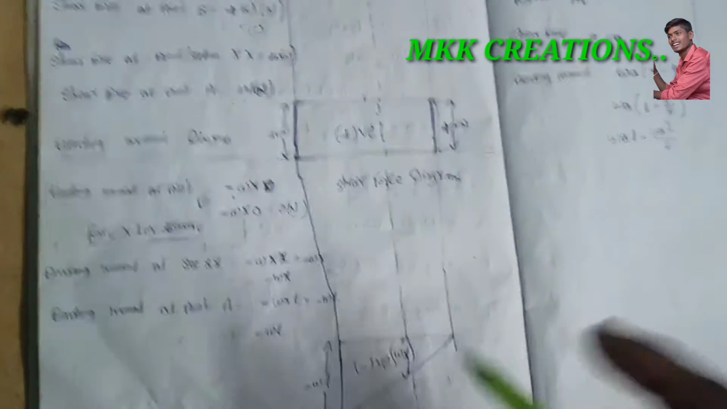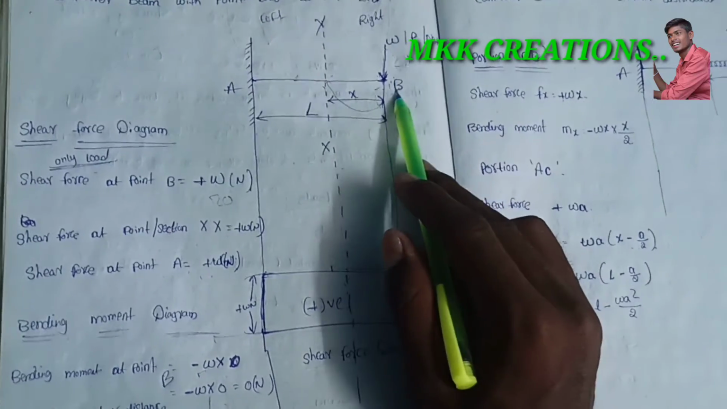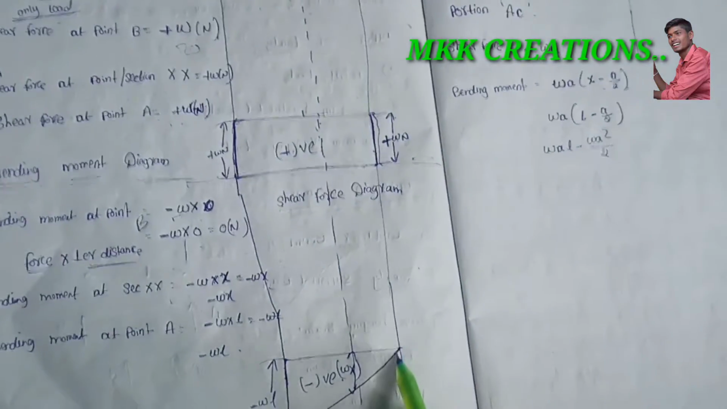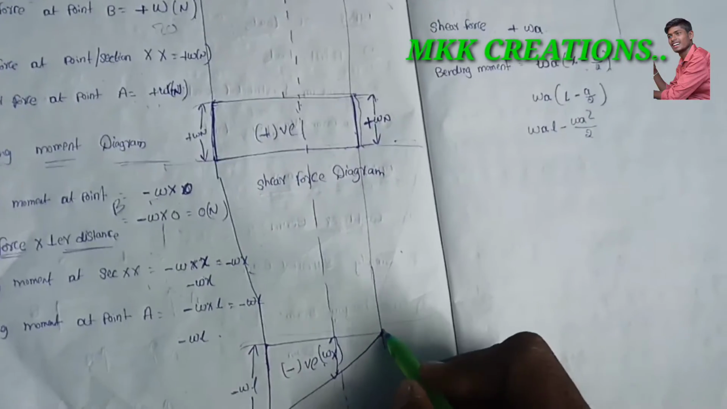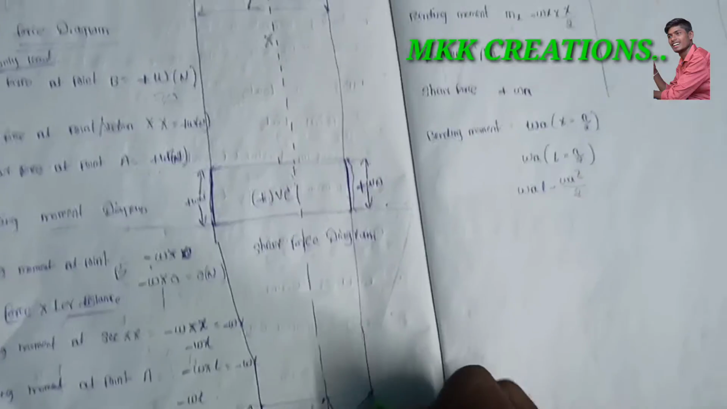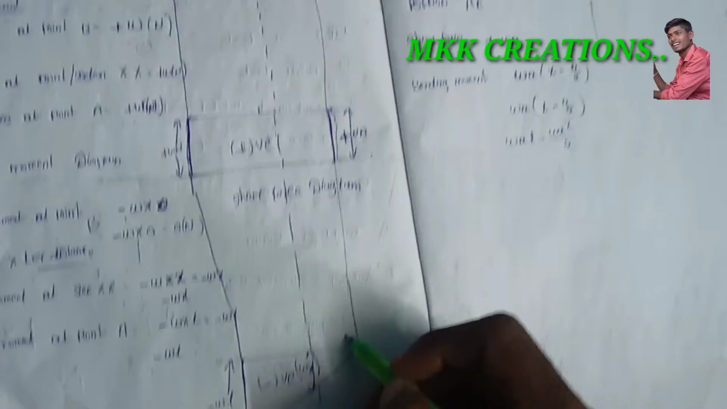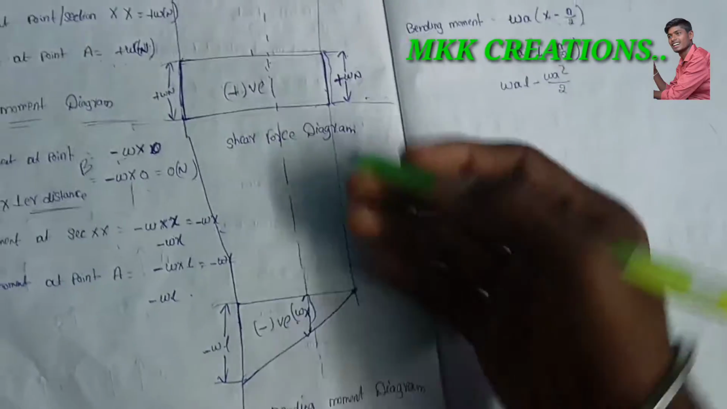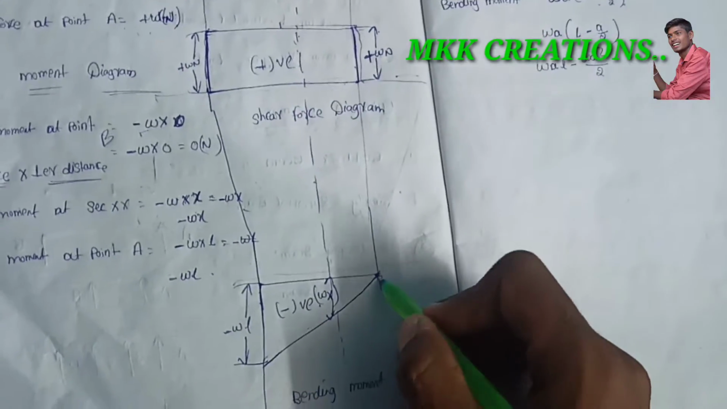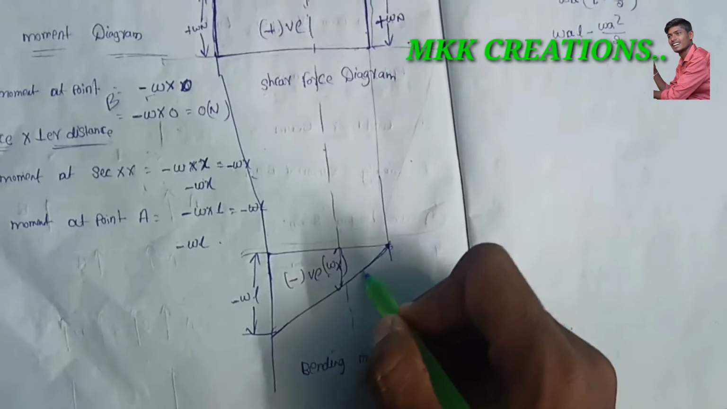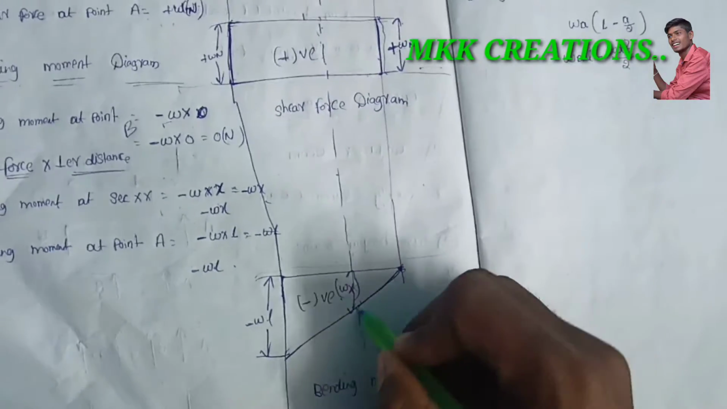Now we want to draw. At point B we have 0, force into distance is 0, so the moment is 0. For that we make one point here. First we draw a reference line, and mark the point as 0. From that we want to draw. At section XX we have minus Wx. Above means positive, below means negative, so the diagram goes downward. We draw the negative downward side, minus Wx, up to this length.